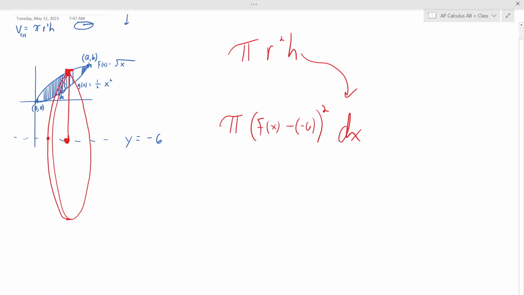All right, that's the volume of one of those disks. I want to add all the disks together. Okay, that's what the integral does. It adds up infinitely many things, but I've got to tell it from where to where. So this is going to be from 0 to a.